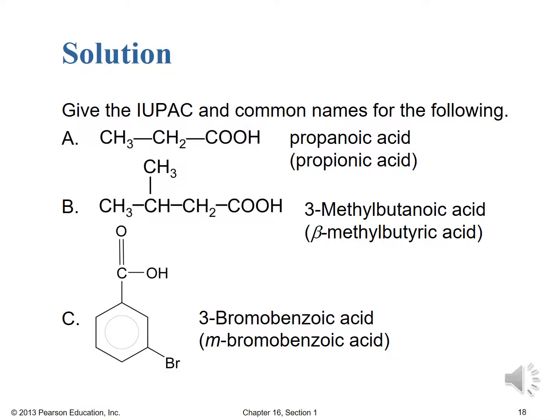Finally, for C, we've got a case where we have another benzoic acid. In this case, it's another example of a bromobenzoic acid, but in this particular example, we have the bromo on position 3 of the benzene ring. So it's a 3-bromobenzoic acid by IUPAC's nomenclature rules, or a meta-bromobenzoic acid by the common naming scheme.